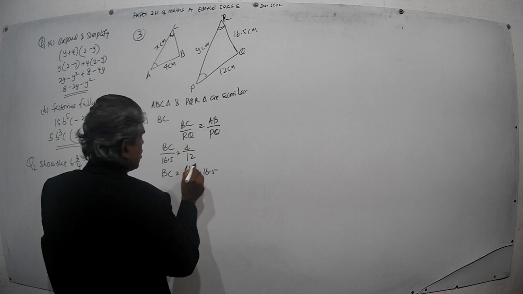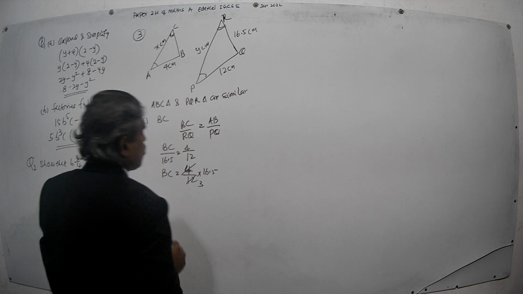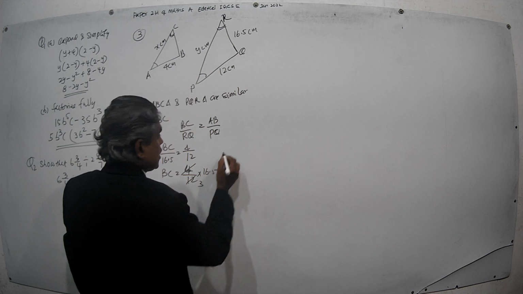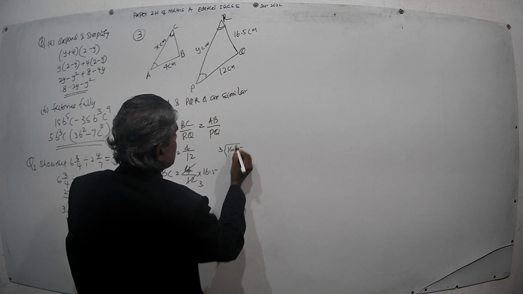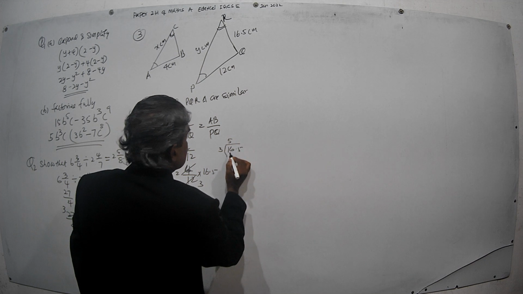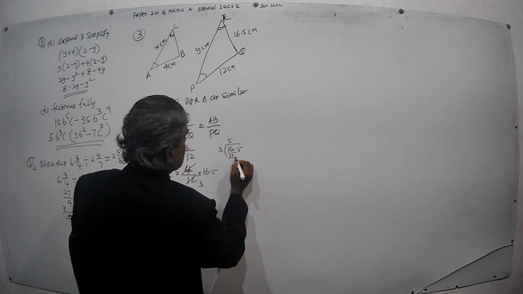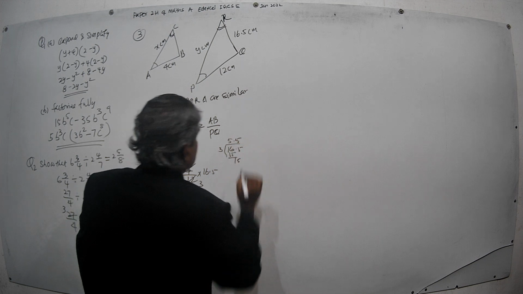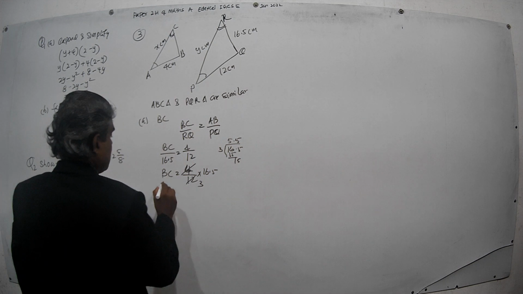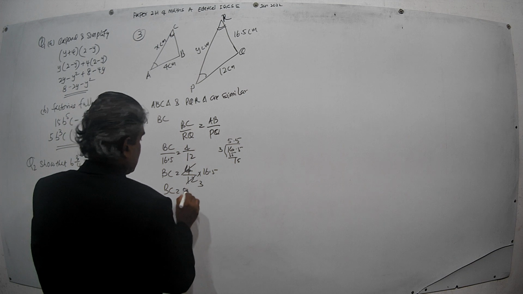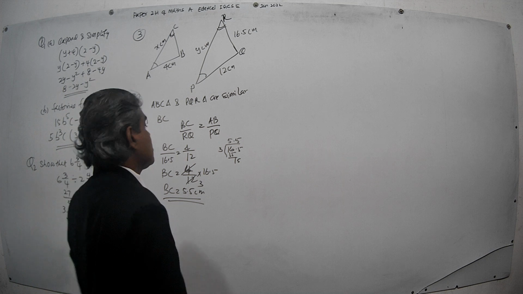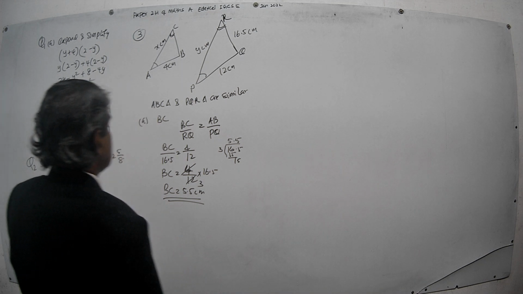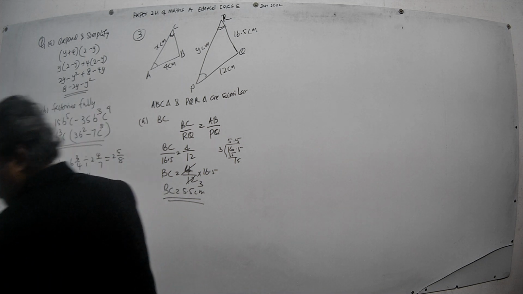4 over 12 means here 3. Then divide 16.5 by 3. 3 times 5 is 15. Then 1 is 11. Then keep the decimal point here and take this 15 here. Then minus 5. Then this will be how much? BC equals 5.5 centimeters. That is the answer. Right. Okay. Now that is part A.